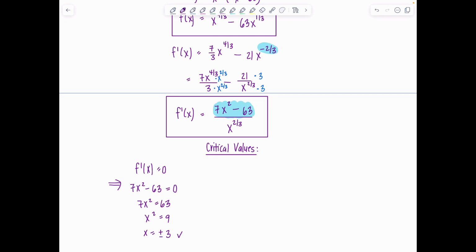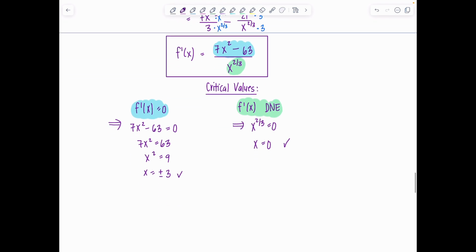Other place we get critical values is where the derivative does not exist. That happens when the denominator is 0. Let me fully color code this situation for you. There we go. So that would mean x to the 2/3 is 0, and that happens just when x is 0. And that's also within the domain. So those are my three critical values, plus or minus 3 and 0.